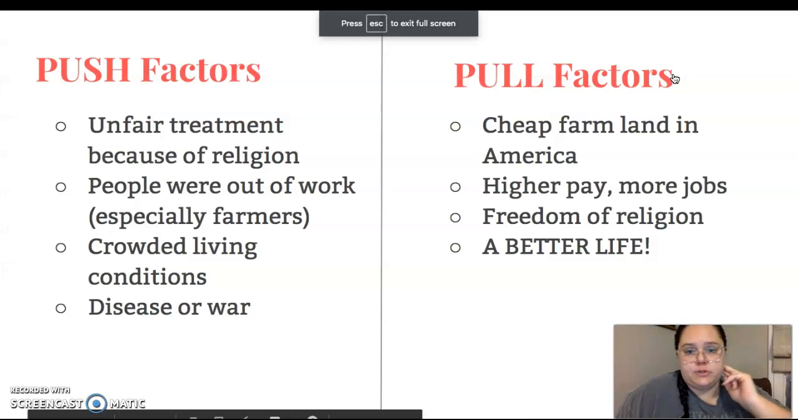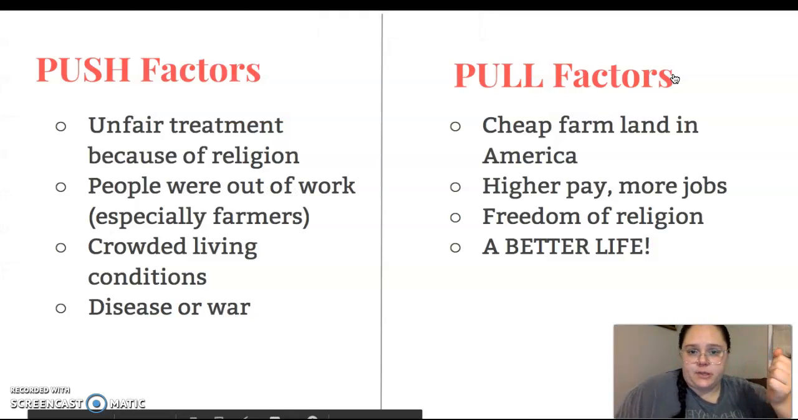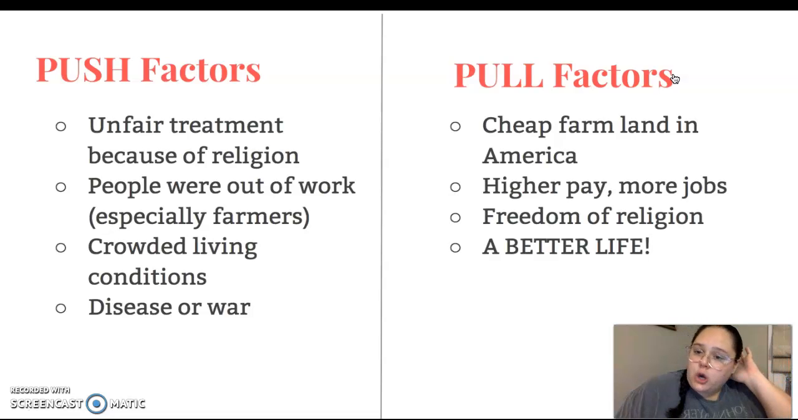So again, we have those push and pull factors that we talked about yesterday. The push factors: people were being treated unfairly because of religion. They weren't allowed to practice the religion they wanted to. People were out of work, especially farmers. They needed a job, they needed money. Third, they were living in very crowded living conditions. And fourth, some countries were experiencing disease or war.